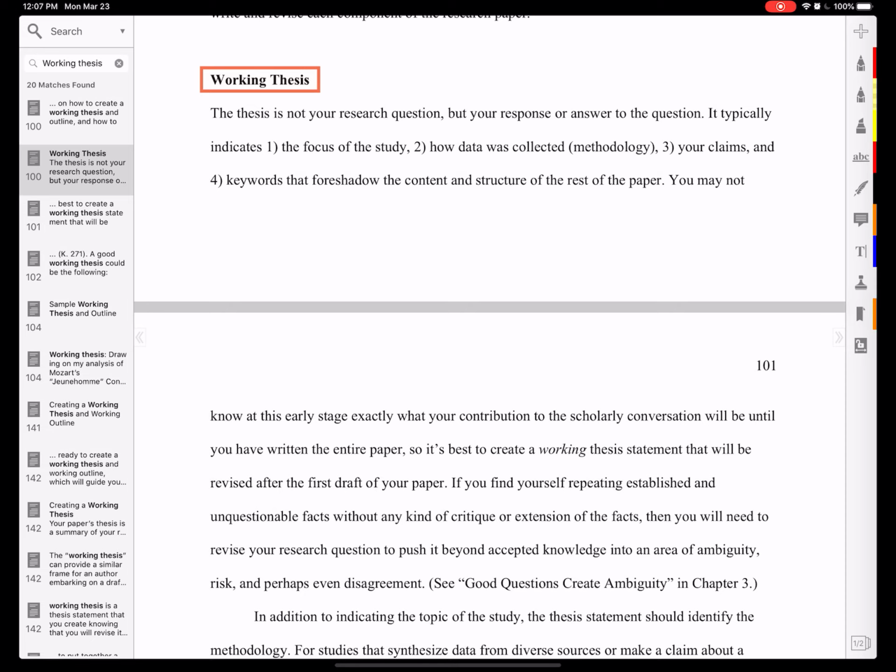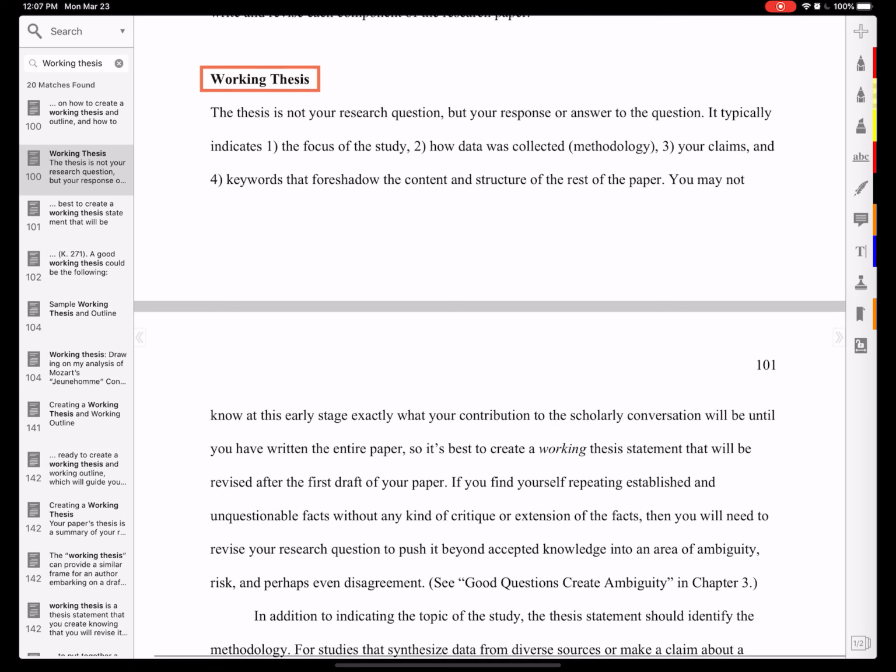So after you've done your free writing, read it over, and you'll think, oh, this is what I really want to know more about, or this is what I really want to say in my research paper. So you're going to create a working thesis statement and a working outline.